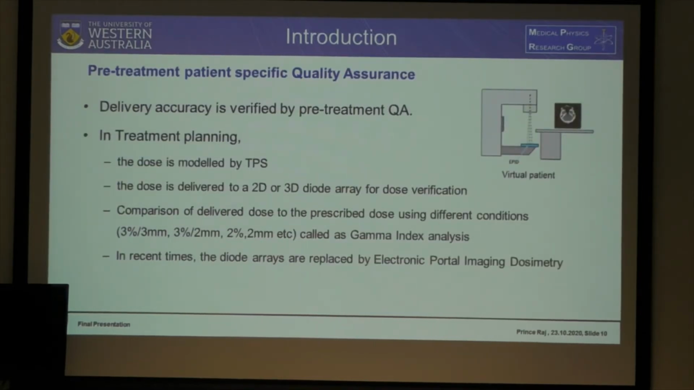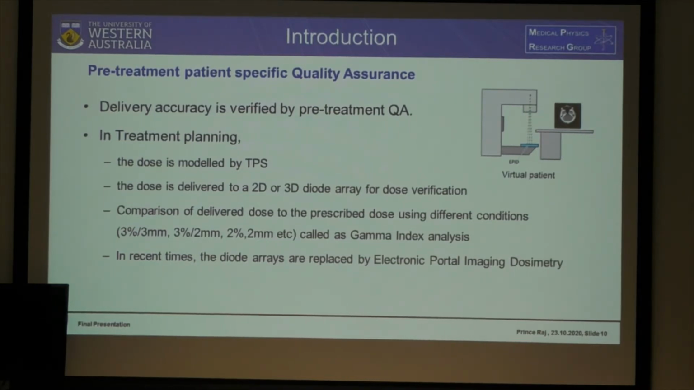Pre-treatment QA is done by the dose verification system, such as diode array or EPID. Relatively speaking, in treatment planning, the dose is modeled. The steps of the treatment planning are that the dose is modeled by the TPS, then the dose is delivered to a 2D or 3D array for dose verification. The expected and the delivered outcomes are compared using 3 or 4 different criteria, as in gamma index analysis.